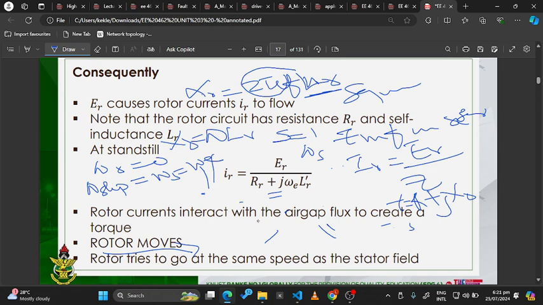So what this rotor does is that it tries to accelerate to a speed equal to the synchronous speed, so that once the speed is equal to the synchronous speed, the flux will stop inducing EMF in it, because at that time the relative speed between the flux and the rotor will be zero. Then the ER will be equal to zero. But that will never happen.